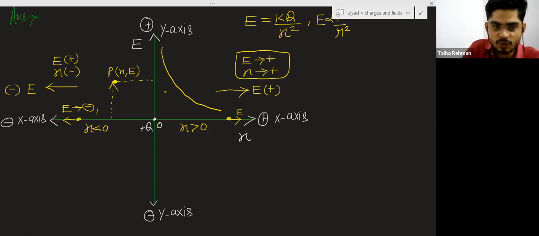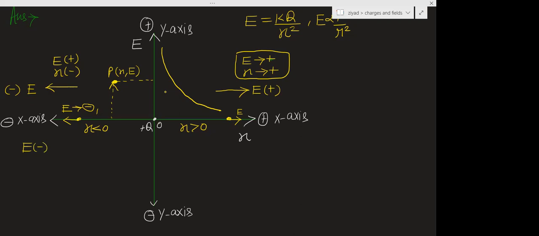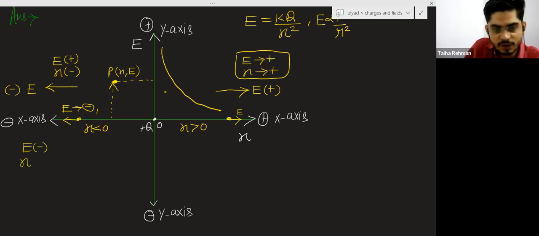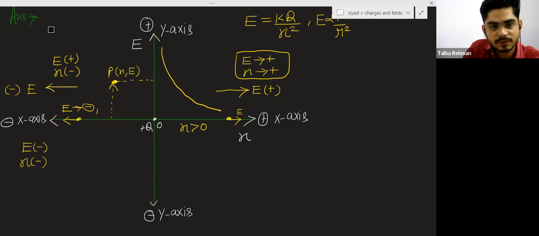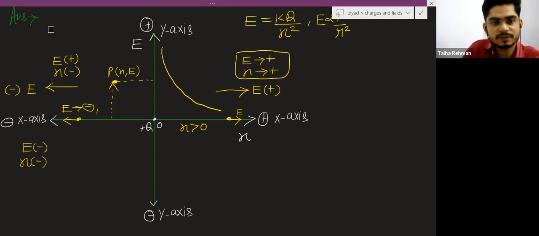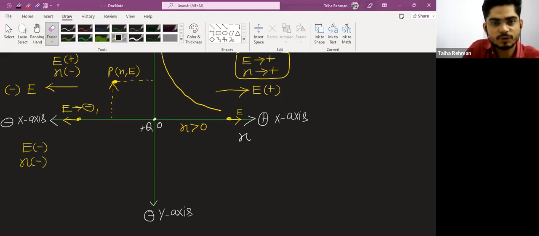But in the third quadrant, electric field will be negative because we are below the origin. So electric field is negative and distance, see, we are on the left side of the origin, so distance is also negative. So in this quadrant, the graph will be like this. You can draw the graph like this.